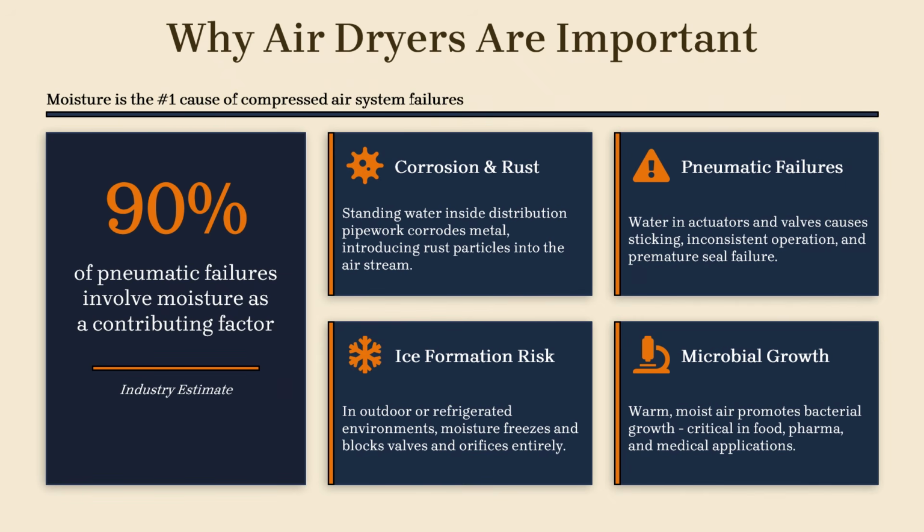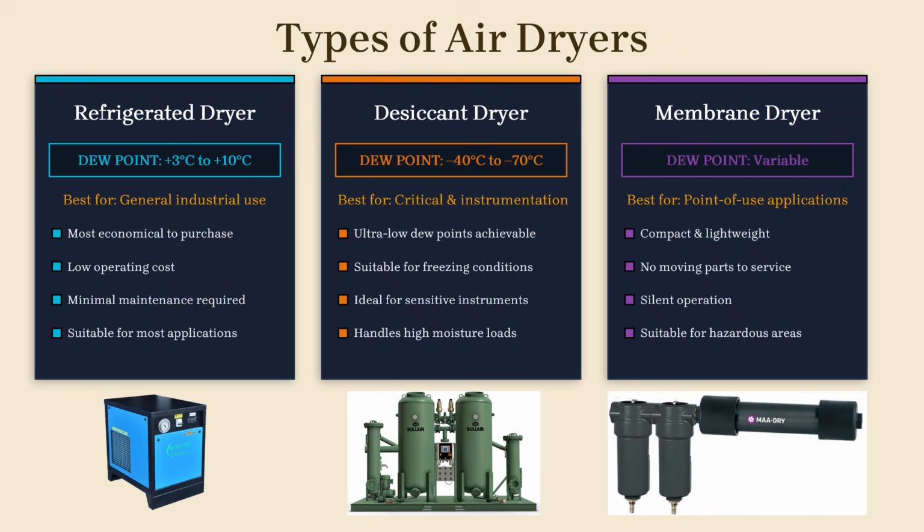Air dryers are specifically designed to remove moisture before compressed air enters the distribution system. By controlling moisture levels, dryers help maintain consistent system performance and extend equipment life. Simply put, dry compressed air means a more reliable and efficient system. There are several dryer technologies available, and each serves a different application.